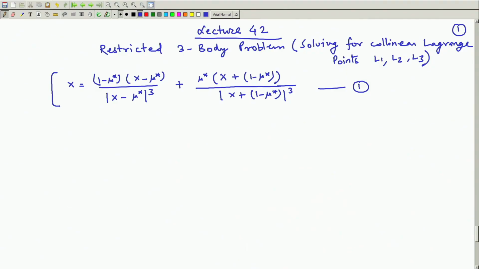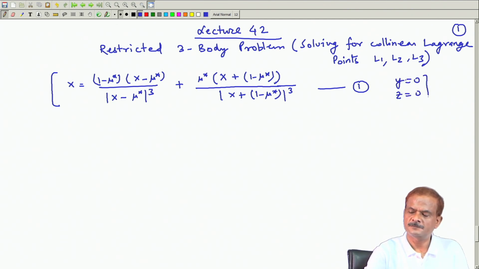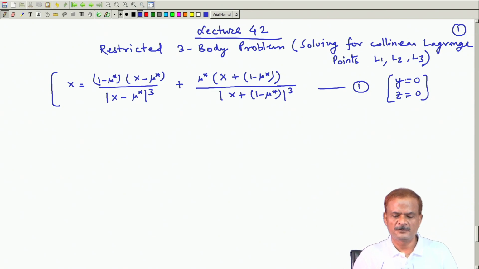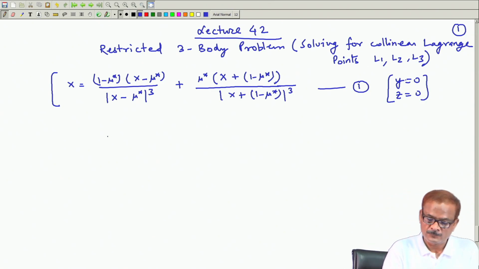So, already we have solved and got this equation for the Lagrange points under the condition that y equal to 0, z equal to 0, and this we have got in the normalized form. Now, we have to solve it.